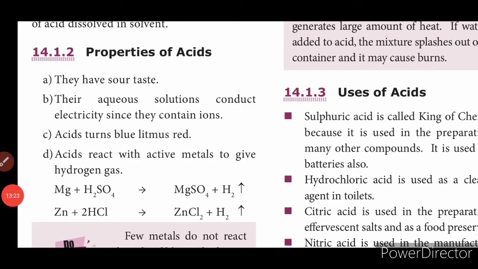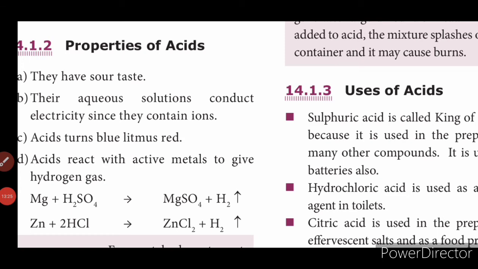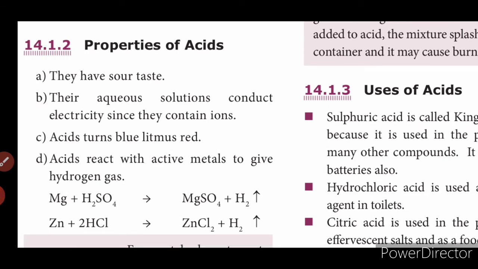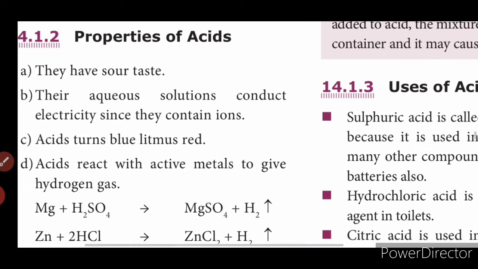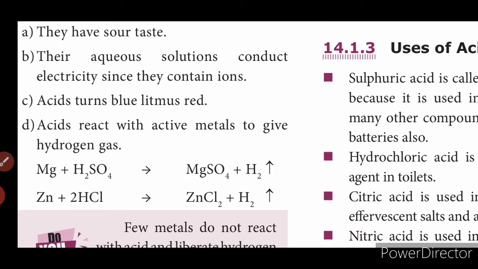So now we will see the properties of acids. The first one is they have a sour taste. Their aqueous solution conducts electricity since they contain ions. So naturally it has H+ and Cl- ions, a plus sign and a negative sign. That solution will conduct electricity as it has ions within it.